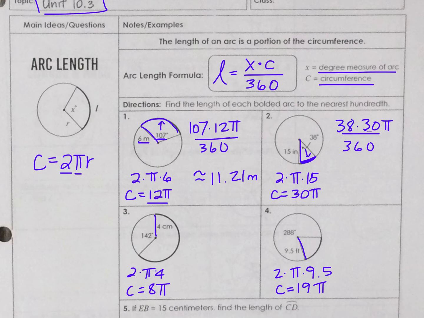Type that in, and you would get, I don't know, I'll be nice, 9.95 inches. All right. Same thing. X times c over 360. We've got a problem, though. This 42 is telling me what that arc is, but I need to figure out this big arc. So we're going to do what we did.